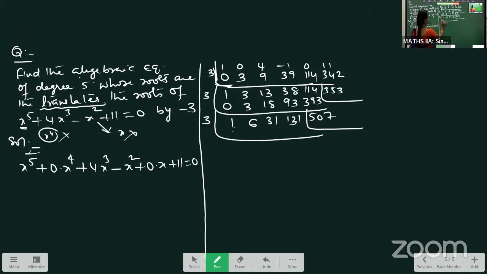Then again you start with 3. 3 and 0, 1, 3, and this is 9. 9 into 3 is 27, and this is 58. 58 into 3 is to be done, so see, this is 58 into 3.